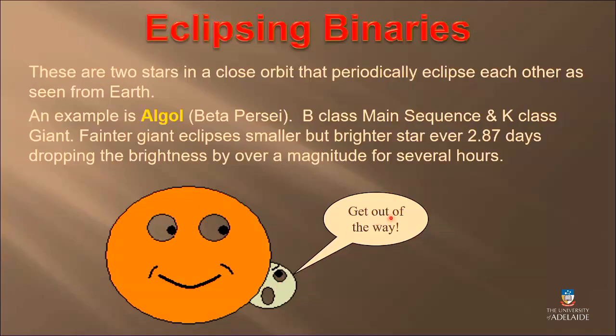And they pass in front of each other every 2.87 days, and it drops the brightness by over a magnitude for several hours as the smaller star passes in front of the larger star. And we actually get two dips of brightness. One when the fainter star is in front, and then one when the brighter star is in front. So we get two dips, a shallow one and then a deeper one, depending on which star is in front of which.